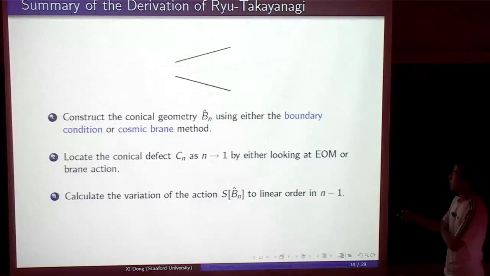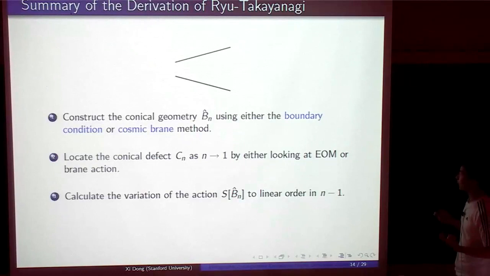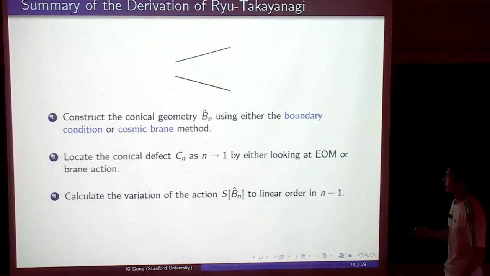Let me just summarize what's involved. We construct the conical defect geometry by using either the boundary condition method or the cosmic brane method. Then we look at the equation of motion or the brane action and fix the location of the conical defect as n goes to 1. And eventually, we calculate the variation to linear order and extract the entanglement entropy.